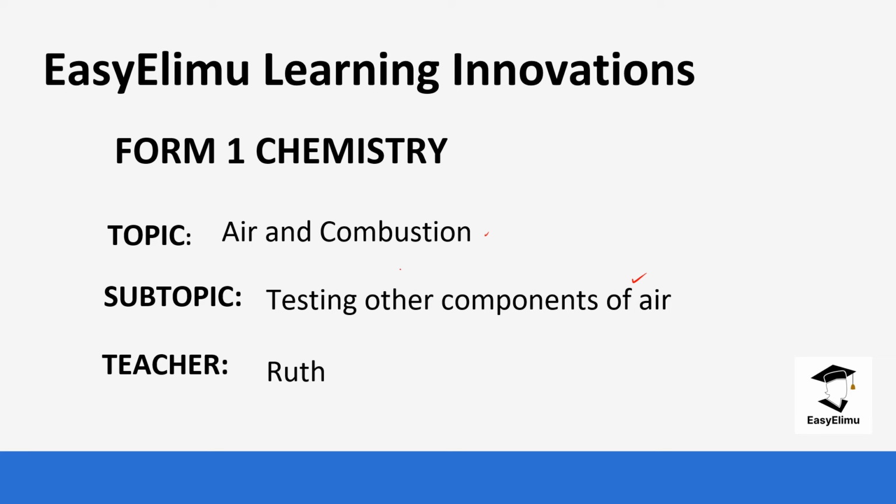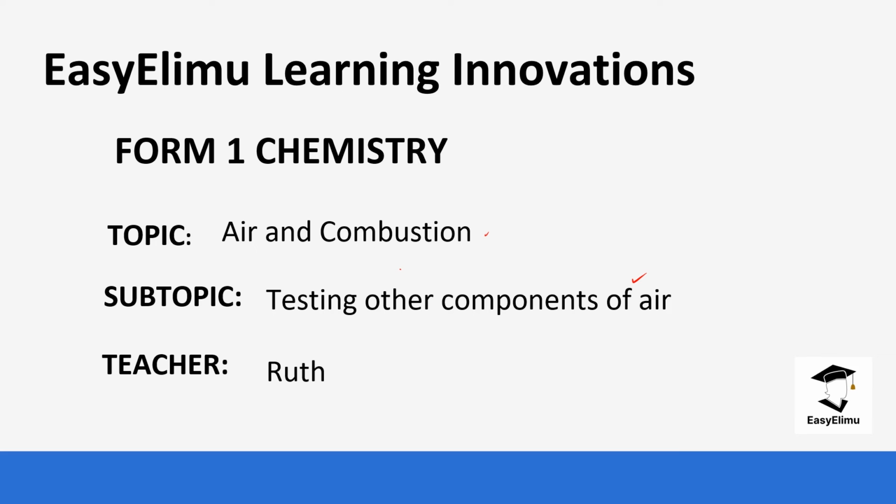In the previous lessons, we discussed the active part of air. We said that air contains a mixture of gases, and we were talking about oxygen being the active part of air. We were also able to test that active part of air with different experiments, and we came up with a few conclusions.